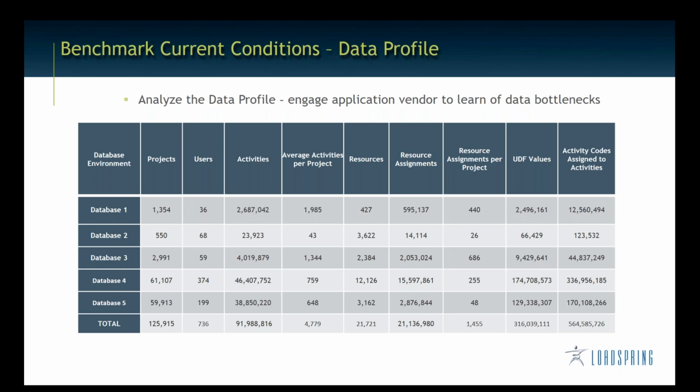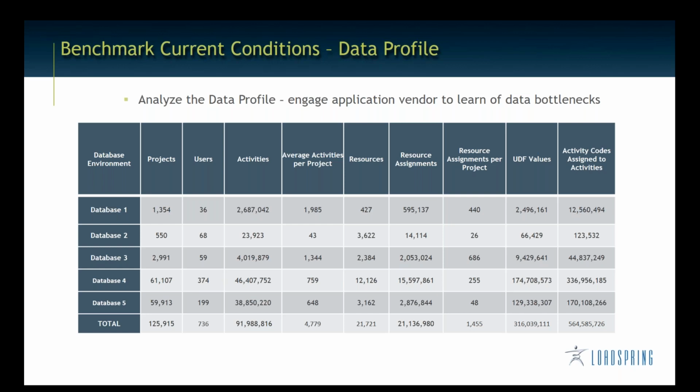So you'll see database 4 there. There is a scheduling database with 61,000 projects inside of it, over 46 million activities embedded within those projects. And scrolling all the way to the right, you'll see some larger numbers for activity codes. The far right column, activity codes assigned to activities, 336 million assignments there. So this is data that really also must be understood.